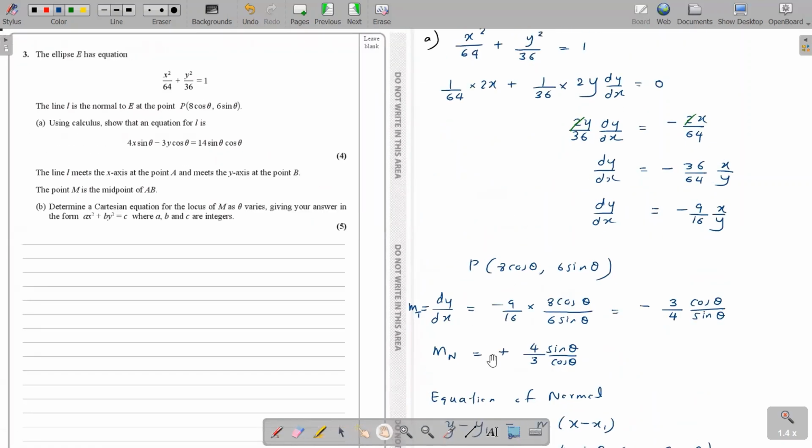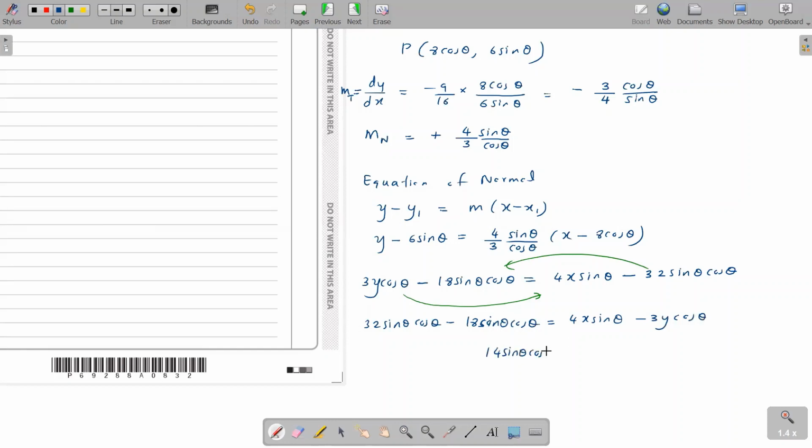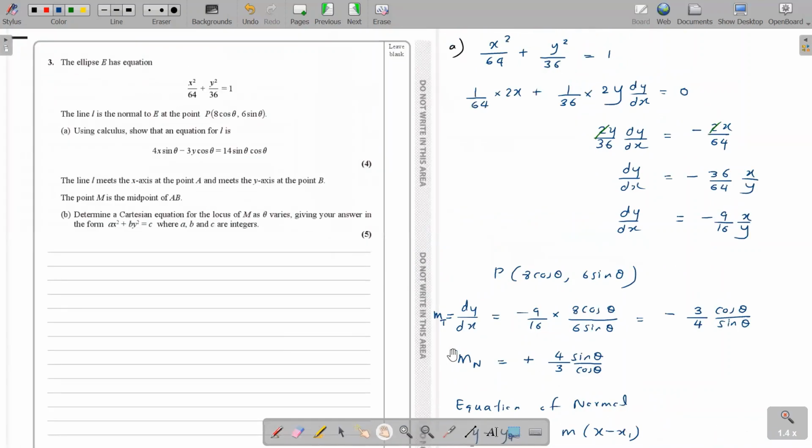Yeah, in the show that, they've taken y cos theta to the other side and the 32 is taken over here. So I'll bring 32 here. It's over here. So I get plus 32 sine theta cos theta minus 18 sine theta cos theta equals 4x sine theta minus 3y cos theta, which is 14 sine theta cos theta equals 4x sine theta minus 3y cos theta. This is the show that for part A, the equation of the normal to the curve. Then we'll move into the next part.